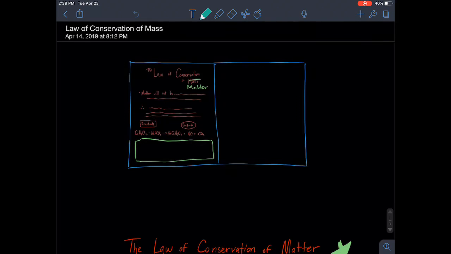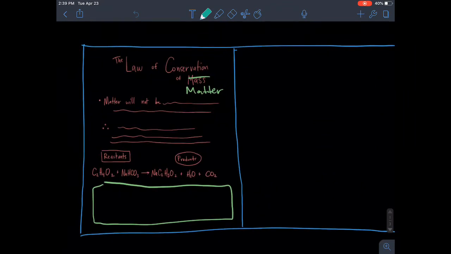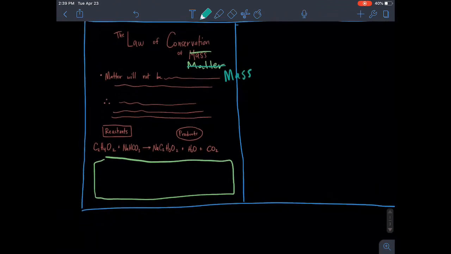Yeah, you remember this page. The law of conservation of matter. Or wait, is it mass or matter? I asked you to change it, but you know what? The more I think about it, matter has mass. And if something has mass, then it is matter. So we could even say this is the law of conservation of mass. Look at that, just switching it back and forth.